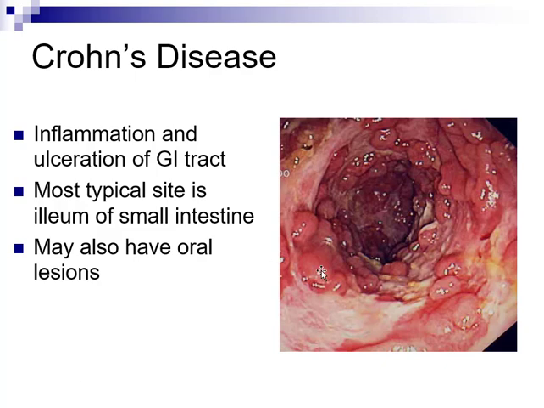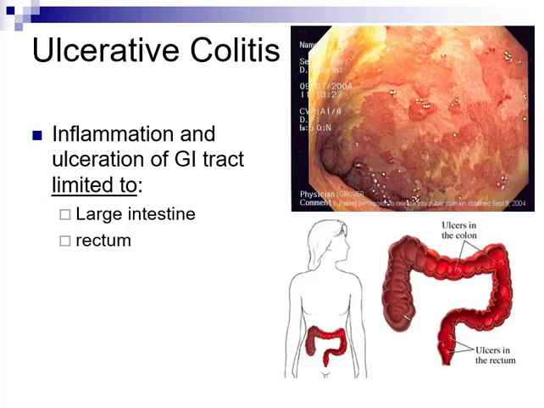We see this cobblestone look here in the small intestine, the ileum. You could also get this sort of pebbled cobblestone look in the oral cavity with Crohn's disease. So ulcerative colitis is limited to the large intestine and the rectum. So there's inflammation and ulceration along the GI tract.